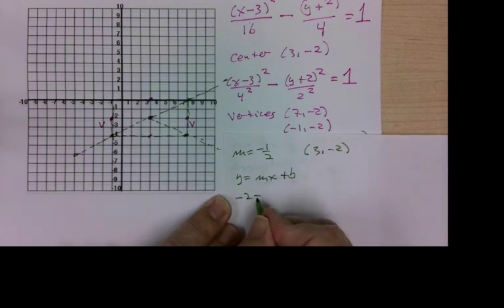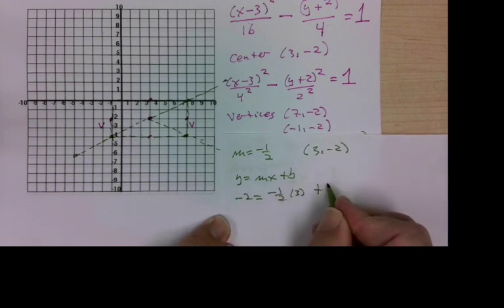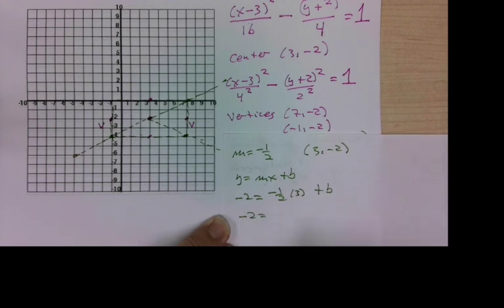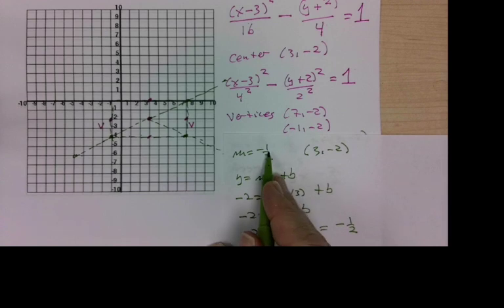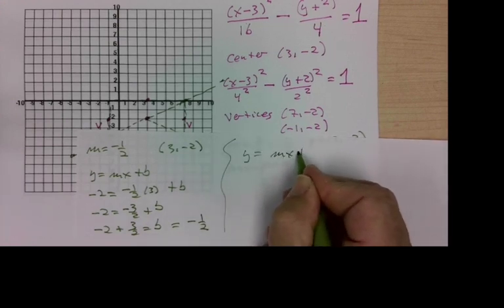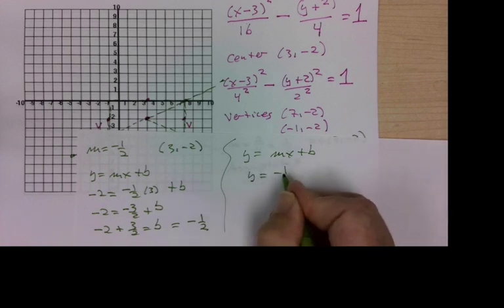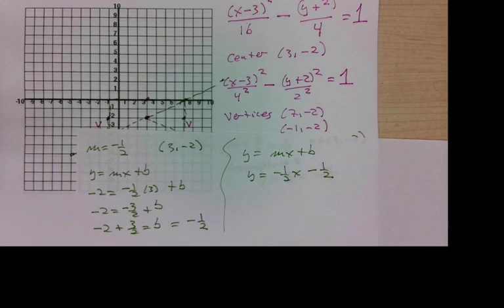Y, negative 2, is m, negative 1/2, of 3 plus b. Negative 2 is negative 3/2 plus b. Negative 2 plus 3/2 is b, so that's negative 4/2 plus 3/2, negative 1/2 is b. And our slope is negative 1/2 as well. So again, y equals mx plus b, so we get y equals negative 1/2 x minus 1/2. Seems to be the equation of the other asymptote.